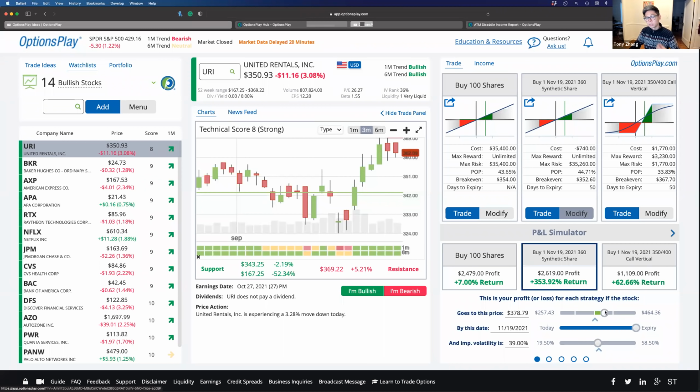So this price slider actually accounts for both delta and gamma. The time slider accounts for theta, which is time decay. And then the volatility slider accounts for vega, which is volatility. So you can learn more about this using the videos in my YouTube channel.